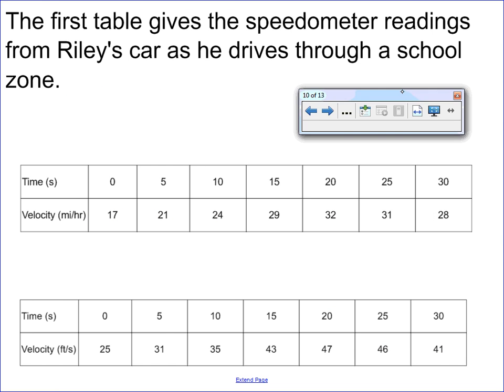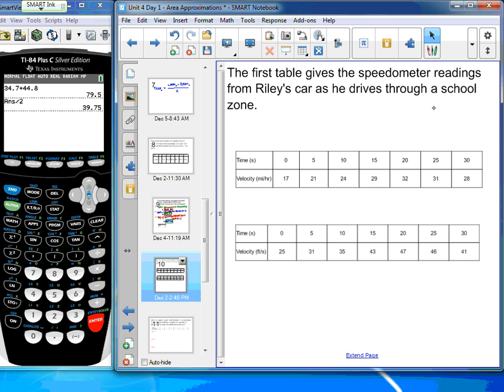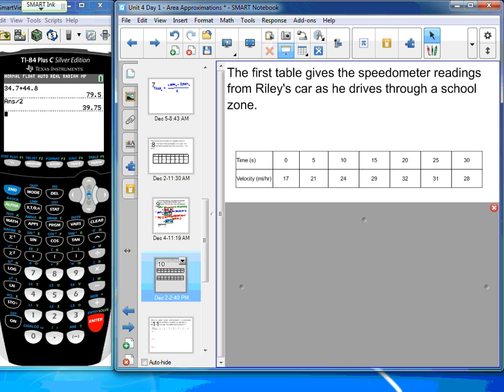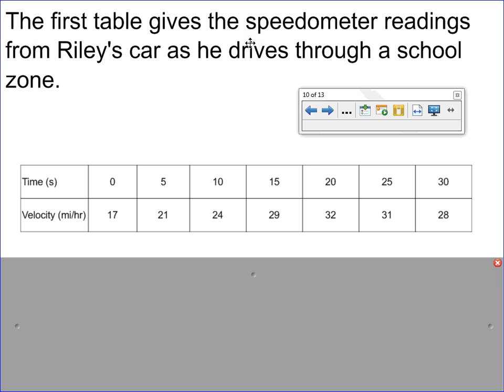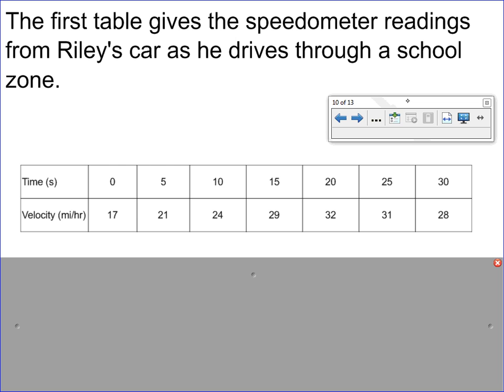Okay. I meant to put a screen shade on this because I don't want to give anything away. There we go. So the first table gives us speedometer readings from Riley's car as he drives through a school zone in the snow, which is more interesting.